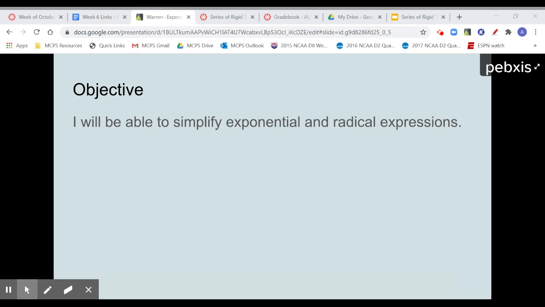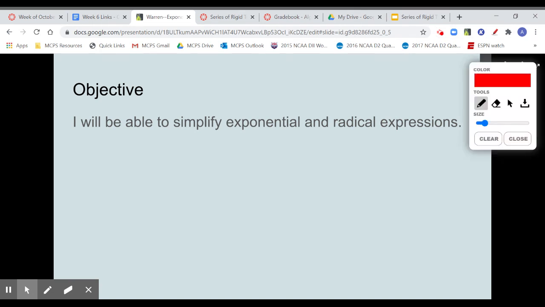Hey everyone. In this video today, we're going to be talking about simplifying exponential and radical expressions. And we're going to do that through something called exponent laws. Before we keep going though, I want to talk about this objective a little bit just to make sure we're understanding some of the really key terms that you're going to need to understand in order to be successful with this topic. So an exponential expression involves an exponent.